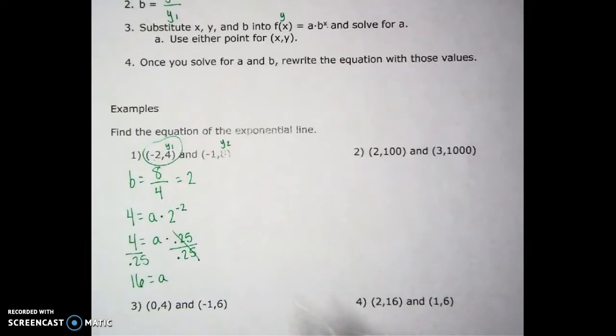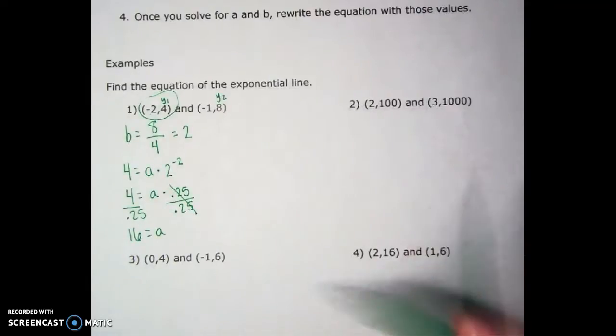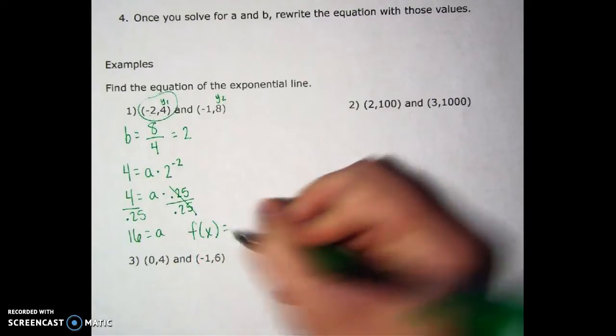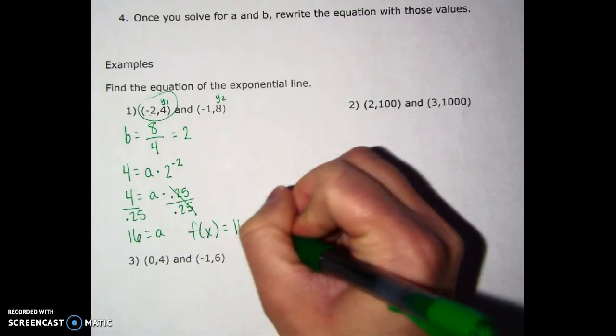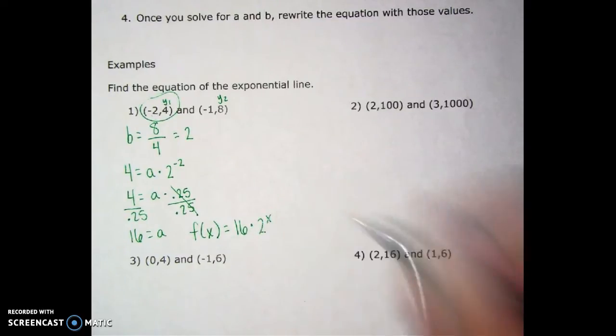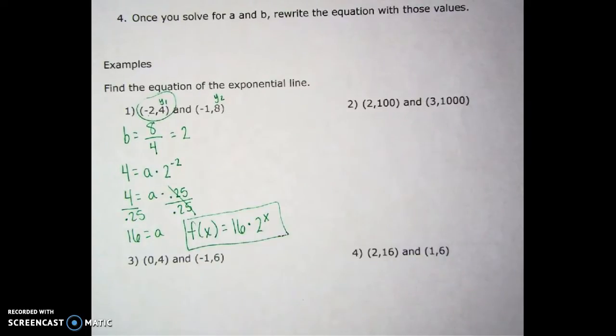Okay, last step, I need to rewrite the equation plugging in a and b. So f of x equals a, which is 16, times b, which is 2, to the x power. And there's your equation. Okay, let's try number 2.